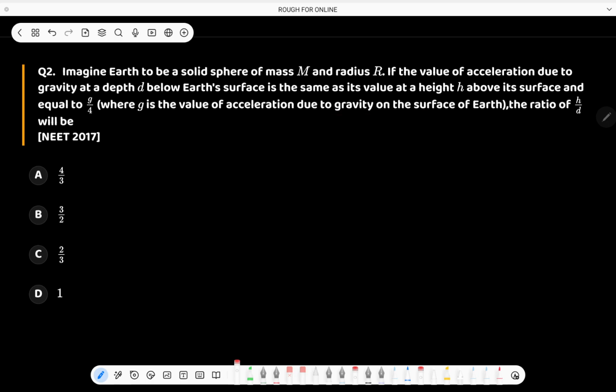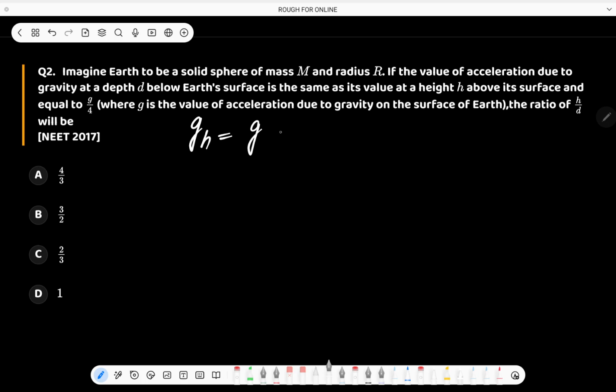Okay, so what is the question exactly? The question is that the acceleration due to gravity at height h is equal to the acceleration due to gravity at depth d, and what you are supposed to calculate is the value of h by d. So first and foremost, I will write down this equation.